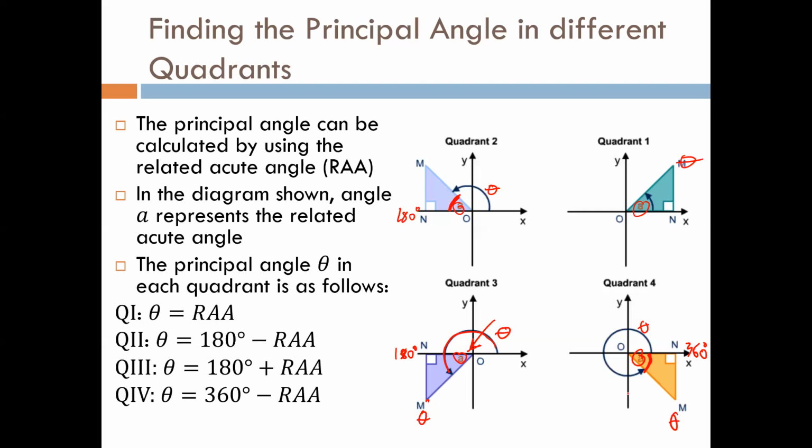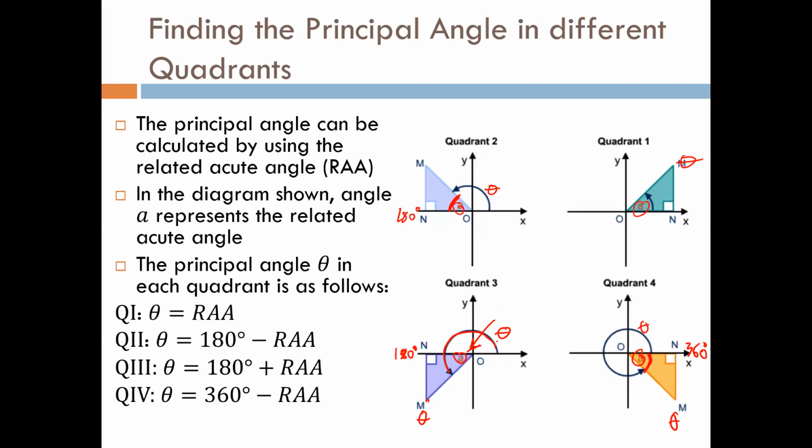It's just a matter of using a little bit of mental math. That's all it is, right? Not even mental math, just kind of reasoning skills here. So if you know what the related acute angle is, and you know what the closest marker points are, 180 or 360 degrees, you can easily figure out what the principal angle would be.